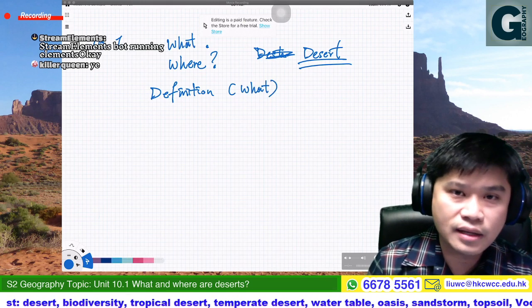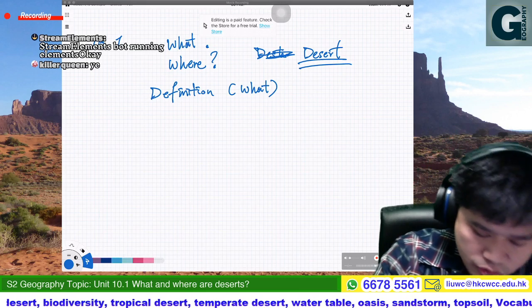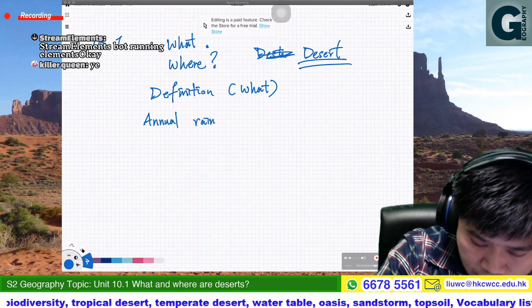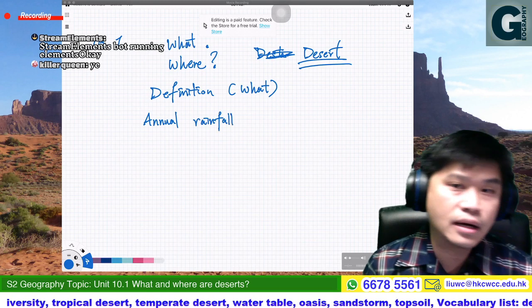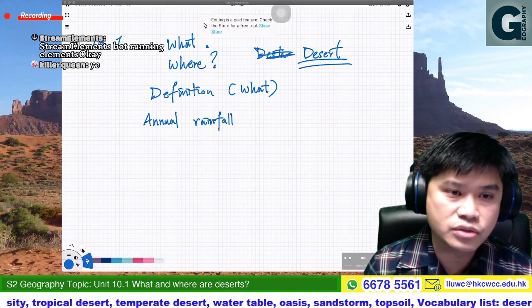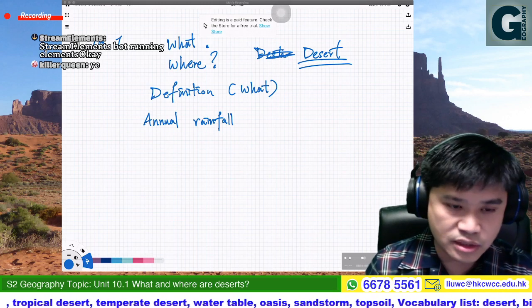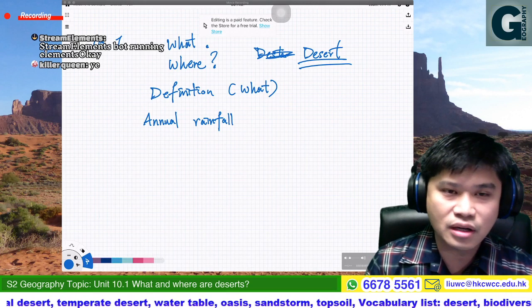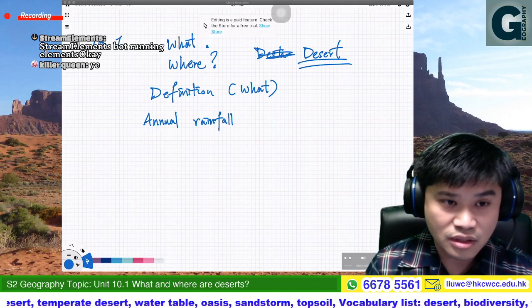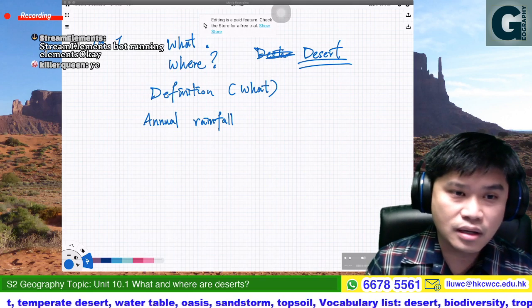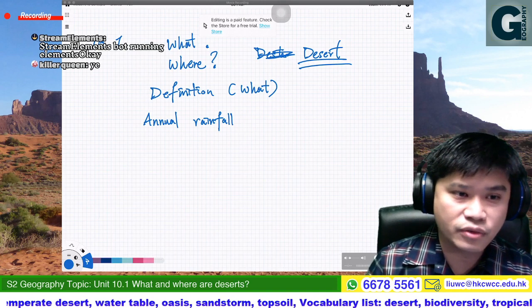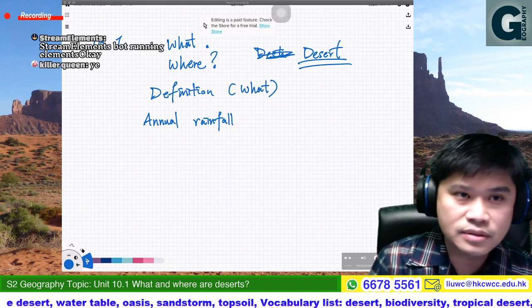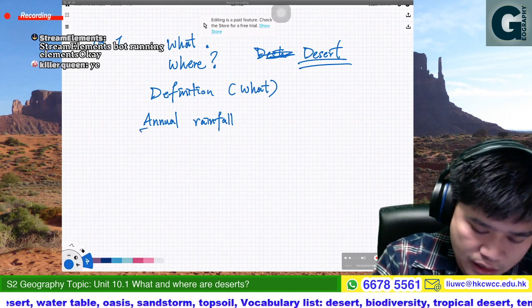When we want to define what is that's it, we should use the annual rainfall as a requirement for us to define what is that's it. We won't use the texture of the rocks. We won't use the surface material as the only requirement for us to define what would be the landscape there. So for that's it, we use annual rainfall.